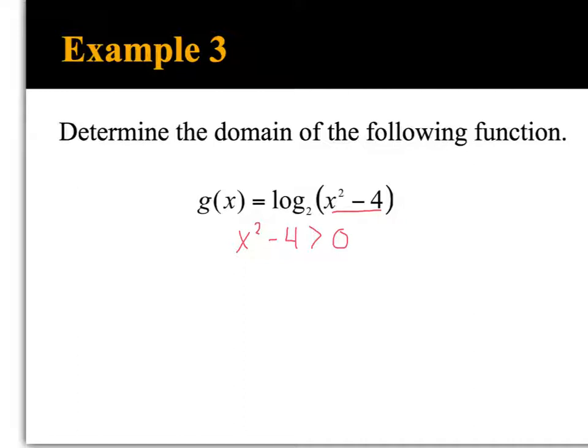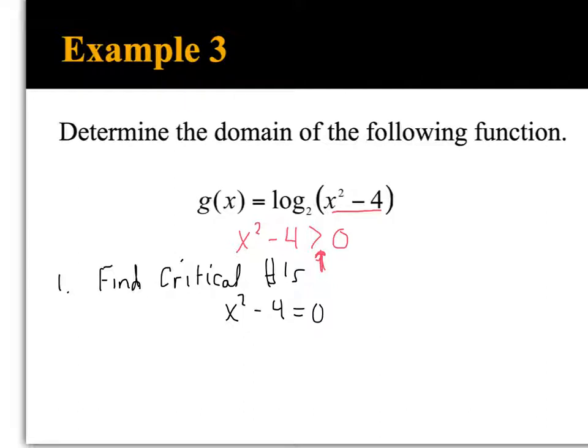Now this means that we need to find the critical numbers. When they're polynomials, the way you find the critical numbers is you set the thing on the left equal to 0. So you replace the inequality sign with an equal sign. What we're trying to solve is x squared minus 4 equals 0. You've done this many times. You know how to factor: x plus 2, x minus 2 equals 0. You have two answers here: either x equals negative 2 or x equals 2. And so now you know what the critical numbers are.